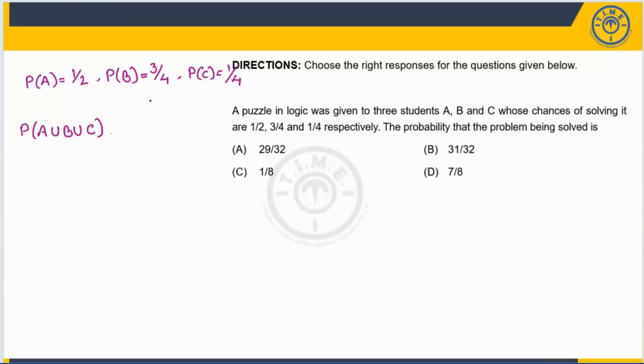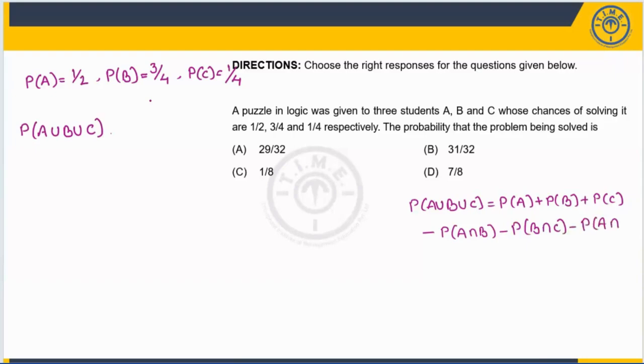Okay. So now, what is the formula generally for three events? We know that P of A union B union C in set theory can be written as P of A plus P of B plus P of C minus P of A intersection B minus P of B intersection C minus P of A intersection C plus P of A intersection B intersection C. This is the formula we have. But as per the given data, we have P of A, P of B, P of C, but we don't have A intersection B, B intersection C, A intersection C, and A intersection B intersection C. So this formula is not applicable here.